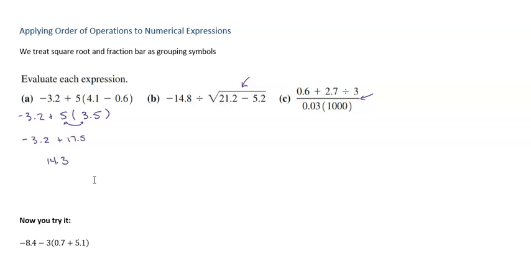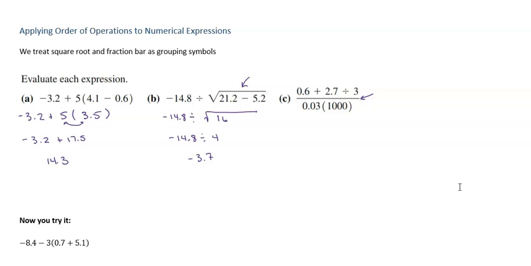All right, the next one, remember, we want to treat the square root as a grouping symbol and do that first. So we've got negative 14.8 divided by the square root of, when you subtract those two, you actually get 16. So we get negative 14.8 divided by 4. So when we do that, we get negative 3.7.